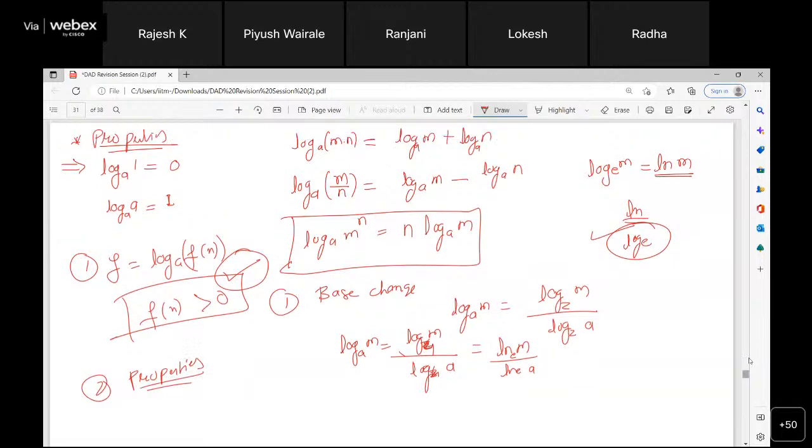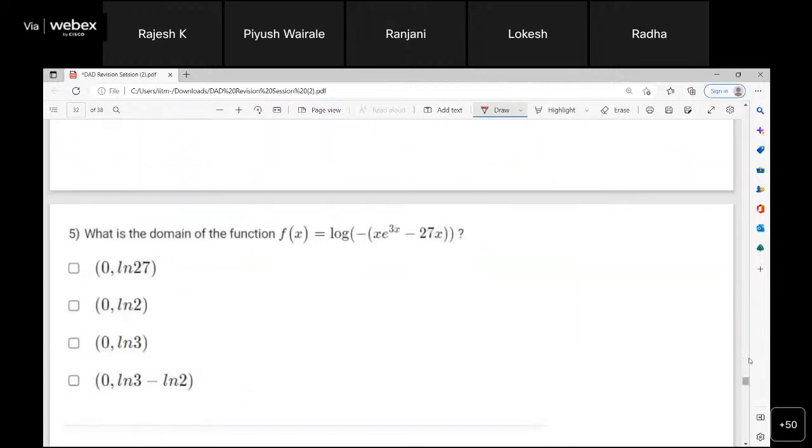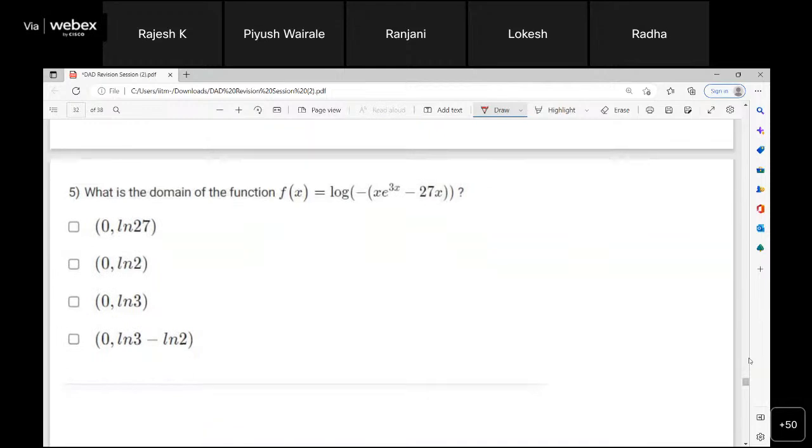Now let us go back to the one question, that is domain. What is the domain of this particular function? F(x) is log of, say, any base, say e, and we are given this function. I just discussed what I have discussed. So now tell me, what is the domain of this particular function f(x)? You can assume it as log of g(x), where g(x) is like this: minus of x e to the power 3x minus 27x, right?